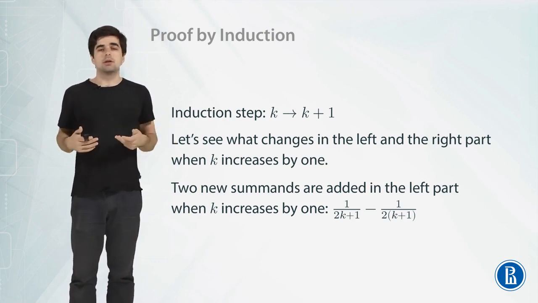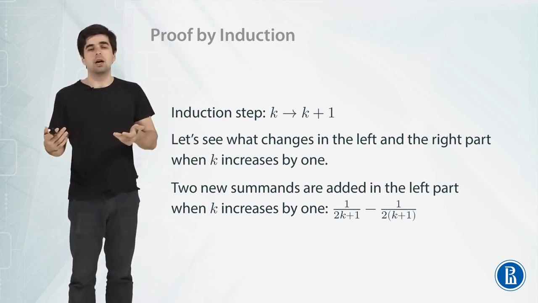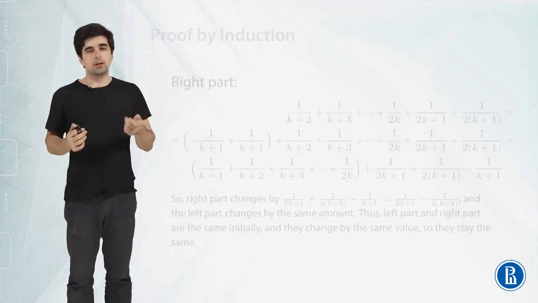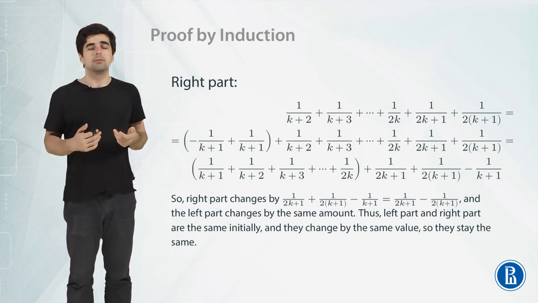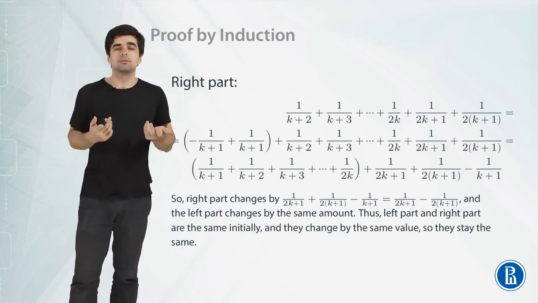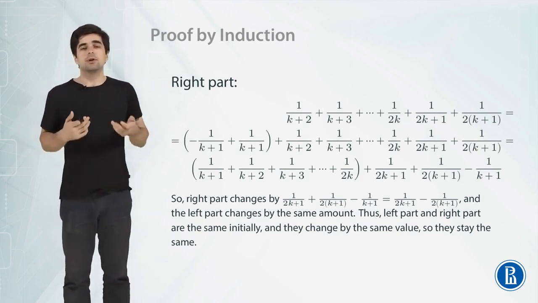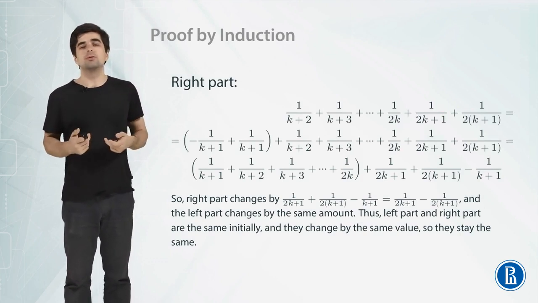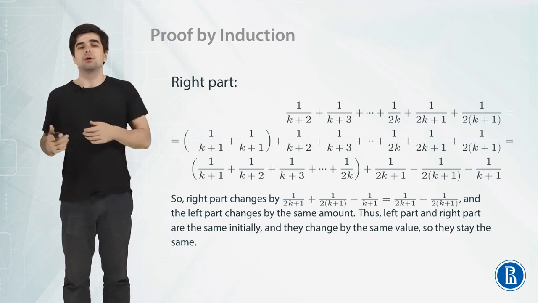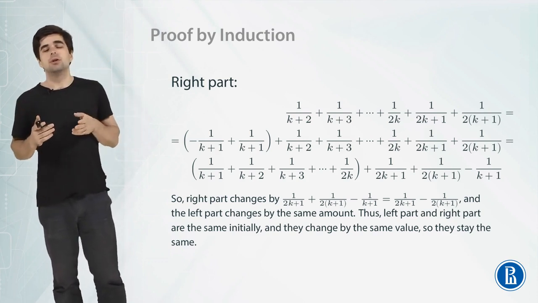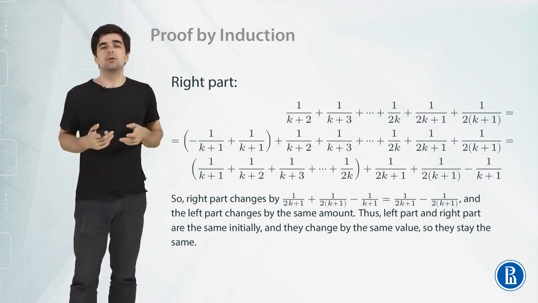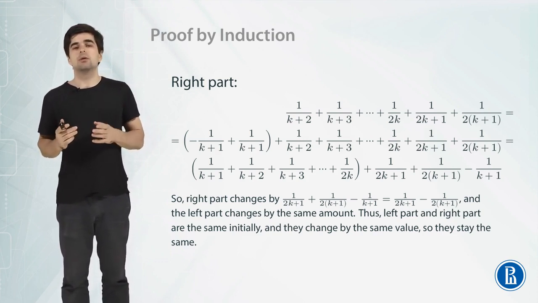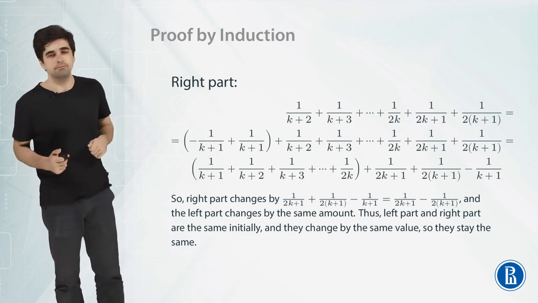So this is by how much the left part will increase when we increase k by 1. Now let's look at k plus 1 and at the right part. So the right part for k plus 1 starts with 1 over k plus 2 and goes up to 1 over 2 times k plus 1. But I also explicitly wrote the last three summands, 1 over 2k, 1 over 2k plus 1 and 1 over 2 times k plus 1.